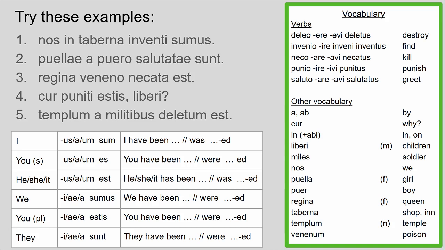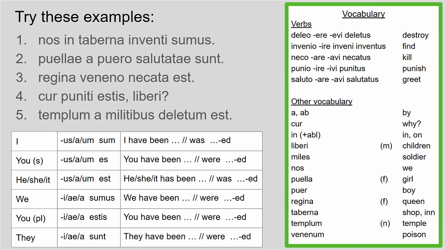Number 3, Regina veneno necata est. First of all, looking at my verb again, I've got necata est. Necata est, I know, has to be he, she, it has been something. That's because even though I have an A ending, which could be feminine singular or neuter plural, I then have est. So this is actually easier than some other matching up activities you have to do in Latin. Because I have that est, I know it is singular. So I know that it can only match my third person singular, and I know it has to be a feminine because it's nominative. Necata est.